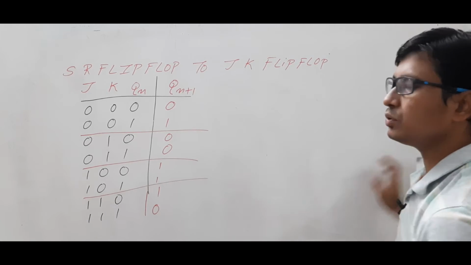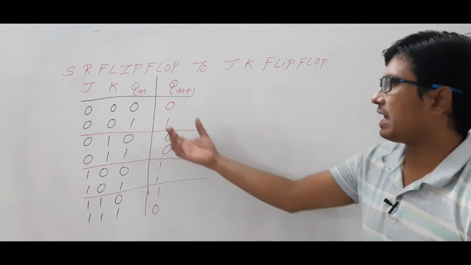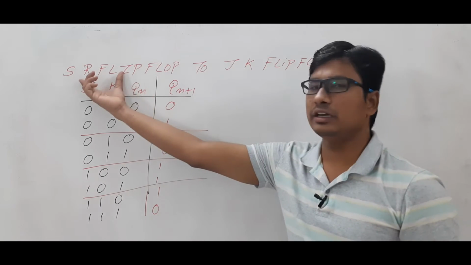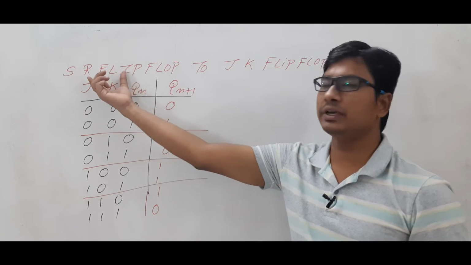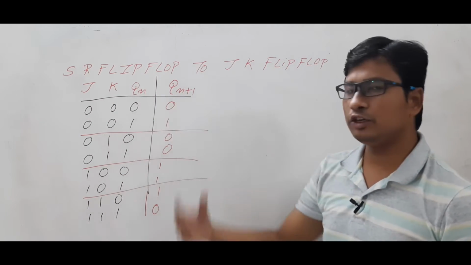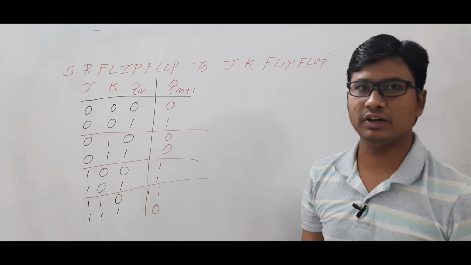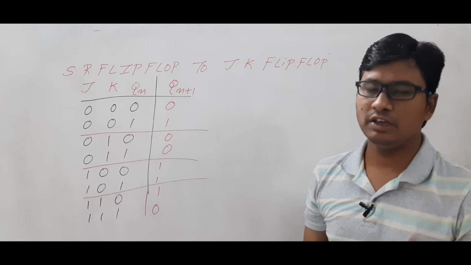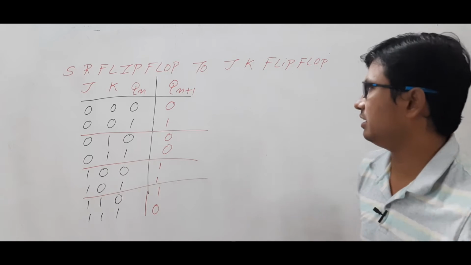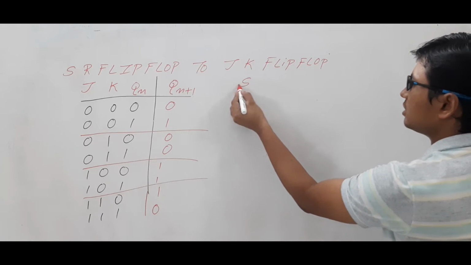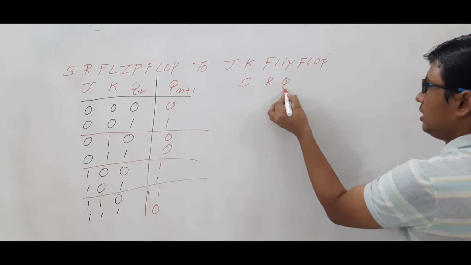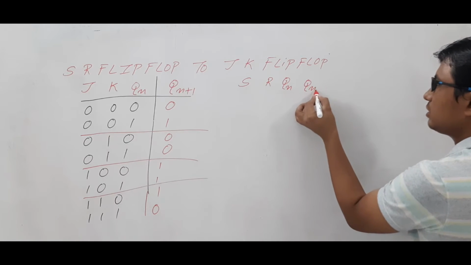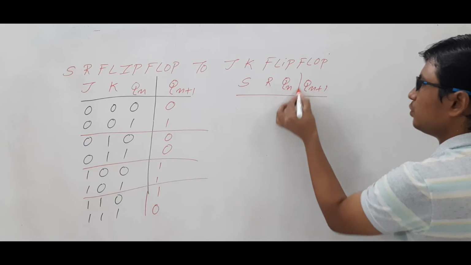So this is the truth table or the characteristic table of the JK flip-flop. What is step 2? We need to find the excitation table of the given flip-flop. What is the given flip-flop here? SR flip-flop. So we need to find the excitation table of the SR flip-flop. How can I get the excitation table of the SR flip-flop? From the truth table I can find it. So let me find the SR flip-flop truth table. I will have S, R, Qn and Qn plus 1.